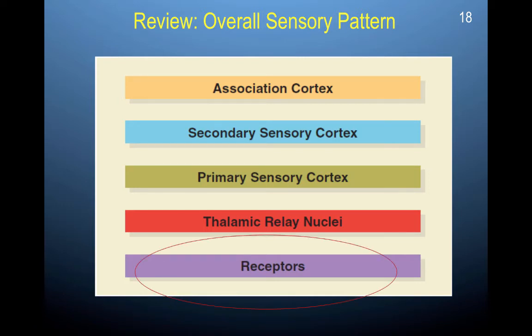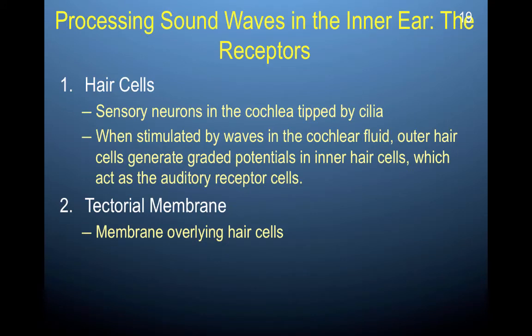So these are our receptors. These hair cells are sensory neurons in the cochlea, tipped by cilia. Cilia is just little hair. When stimulated by waves in the cochlear fluid, our hair cells generate graded potentials in inner hair cells, which act as the auditory receptor cells. And the tectorial membrane is the membrane overlaying the hair cells. It's what the hair cells sit in, and it's what vibrates. When it moves, it moves the cilia, and that causes action potentials in hair cells.